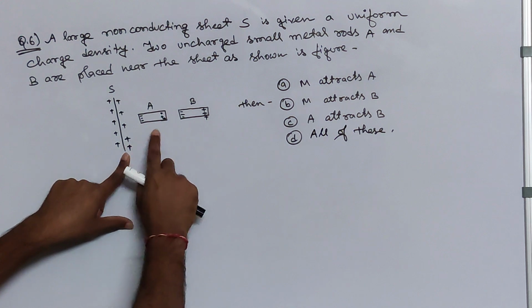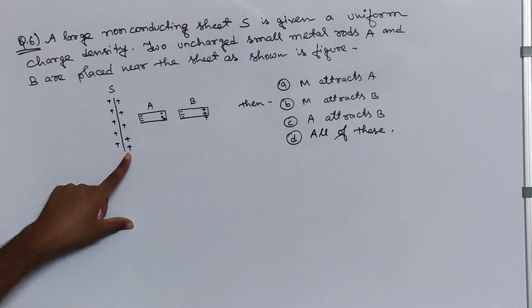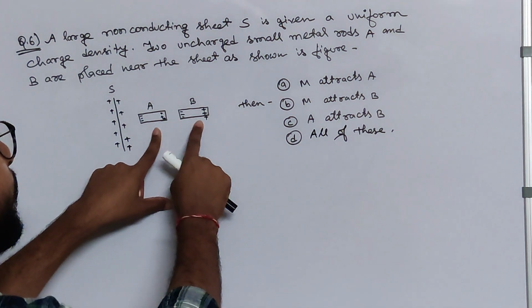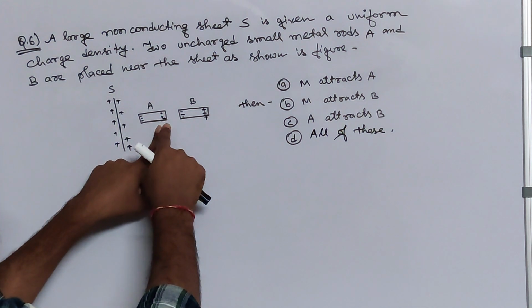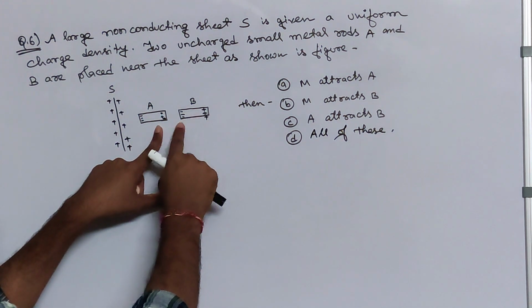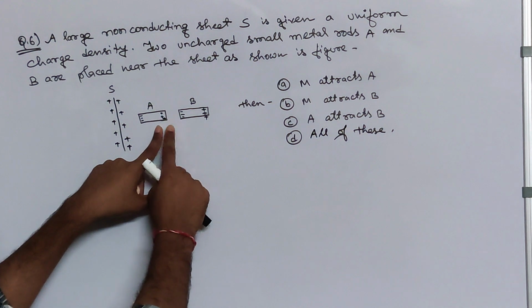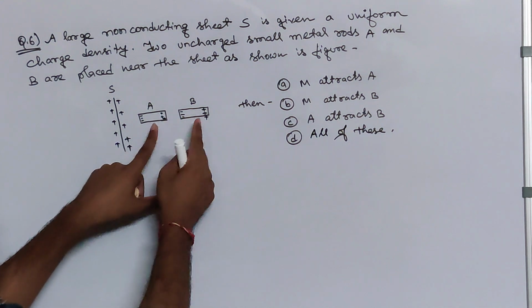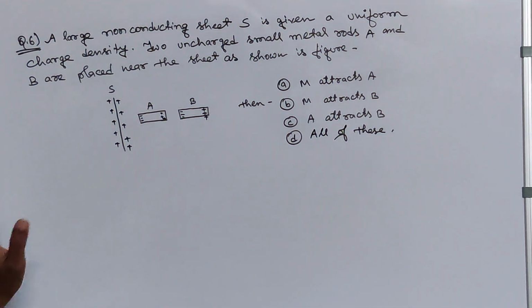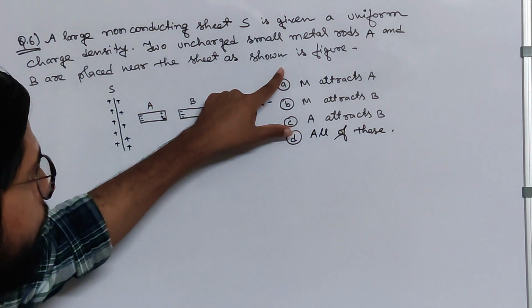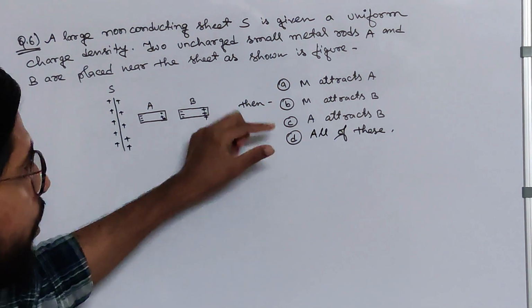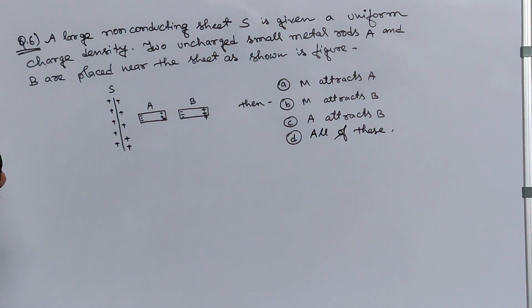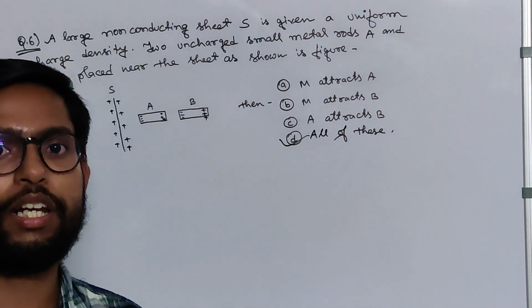So S will attract both A and B, and A will also attract B because at that end A has positive charge and at this end B has negative charge. So positive and negative will attract. So A and B will also attract each other. Means A is correct, B is correct, C is correct. Means all of these are correct. Means option D is the correct option. Okay. Let's move to the next question.